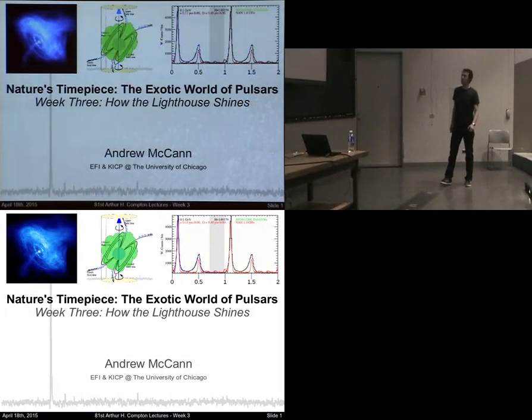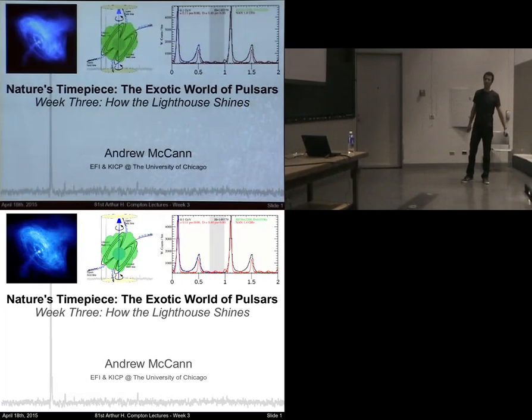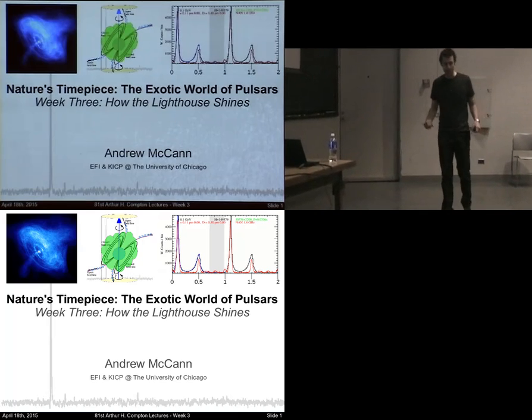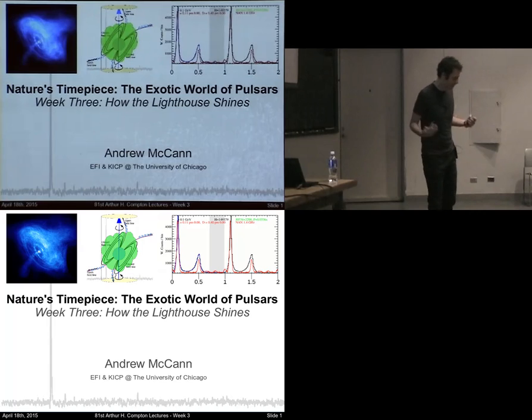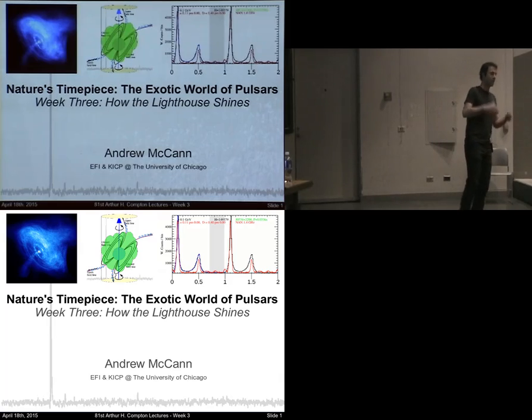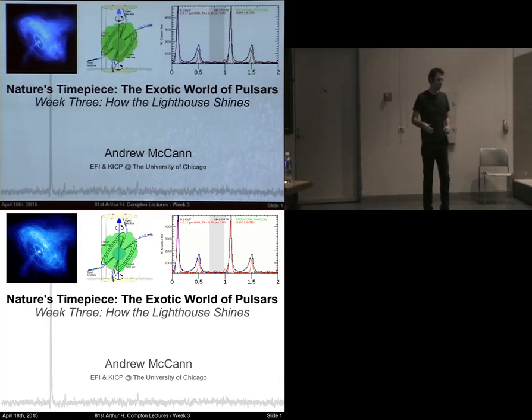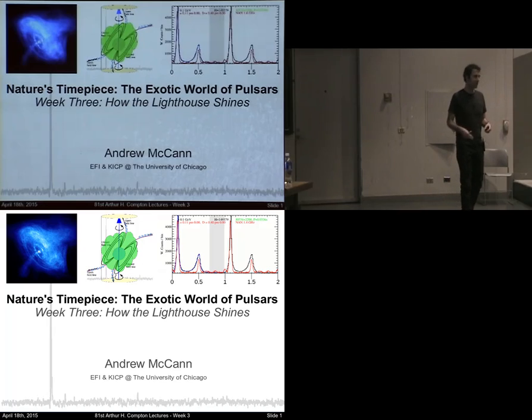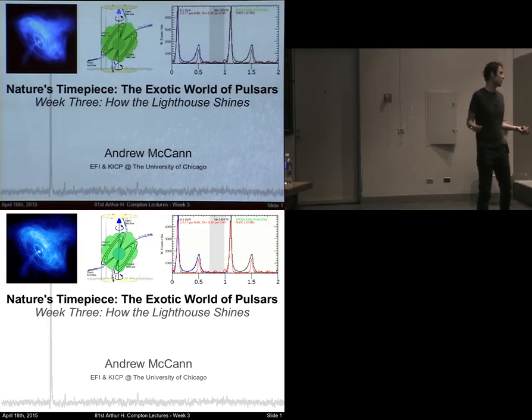So welcome everybody to lecture number 3, which I've entitled How the Lighthouse Shines. What I'm going to try to explain today is how we believe that radio emission comes out of the pulsar. So far in the first lecture I introduced some broad themes, and then you'll recall last week I spent a lot of time trying to describe to you how we get a neutron star, how we get a pulsar. Now we've got a pulsar, how is it that it manages to make the radiation that we see? So that's what I hope to explain today.